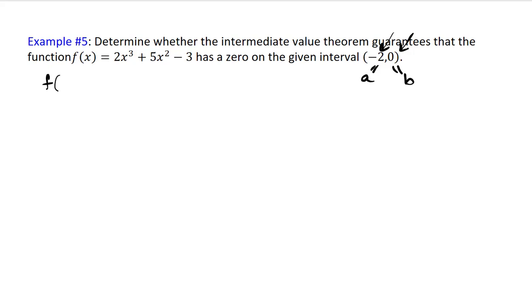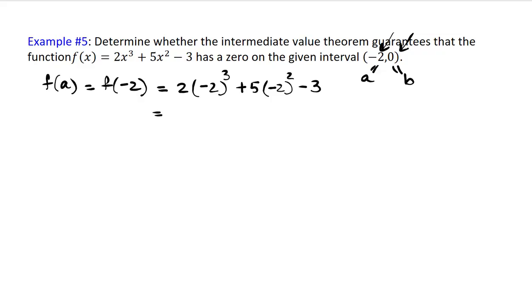So let's start with evaluating f of a, which is f of -2. And f of -2 is basically substituting in a -2 for x here, and then performing the indicated operations.